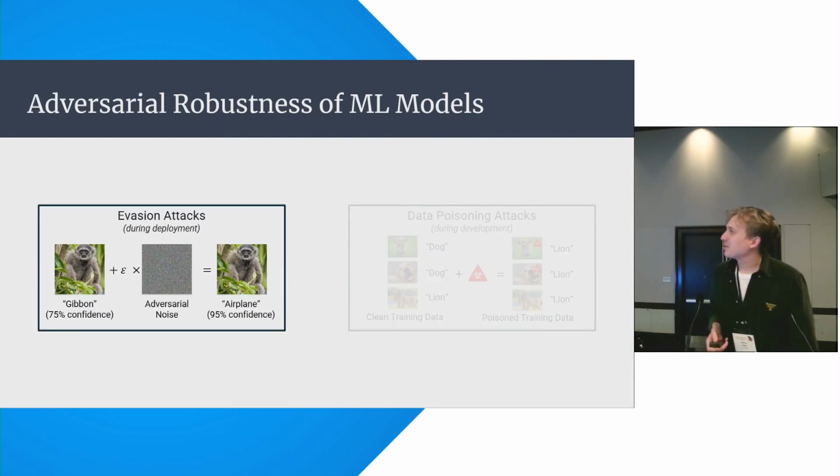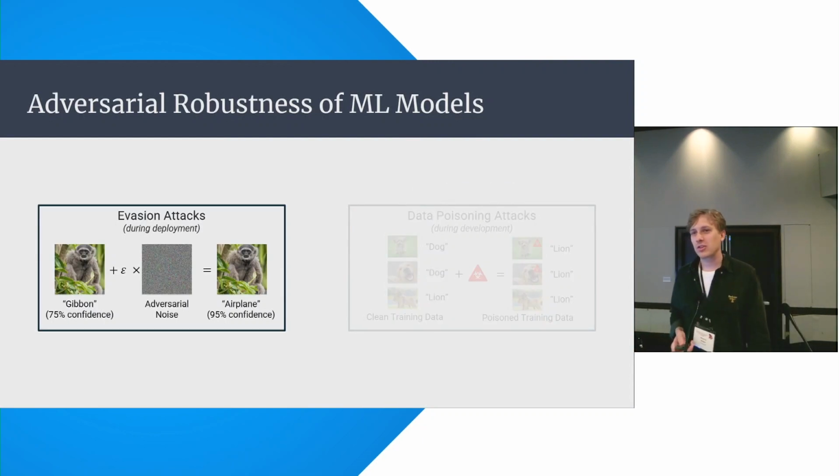Okay. So when we talk about adversarial robustness, there's largely two types of attacks that we can consider. On the one hand, we have evasion attacks. And this kind of attack happens when an adversary tries to attack a trained model during deployment. So an adversary tries to craft an adversarial example that tricks a model into making a wrong prediction, for example. So in this example, we have an image of a gibbon, and if you add some adversarial noise, then this is going to be classified as an airplane, for example.